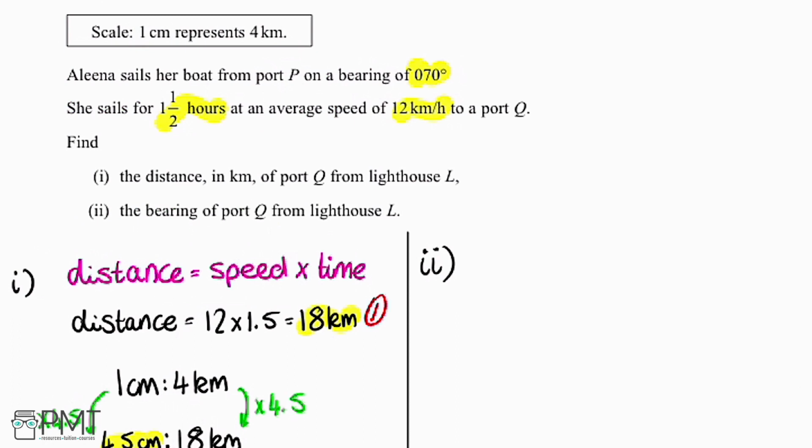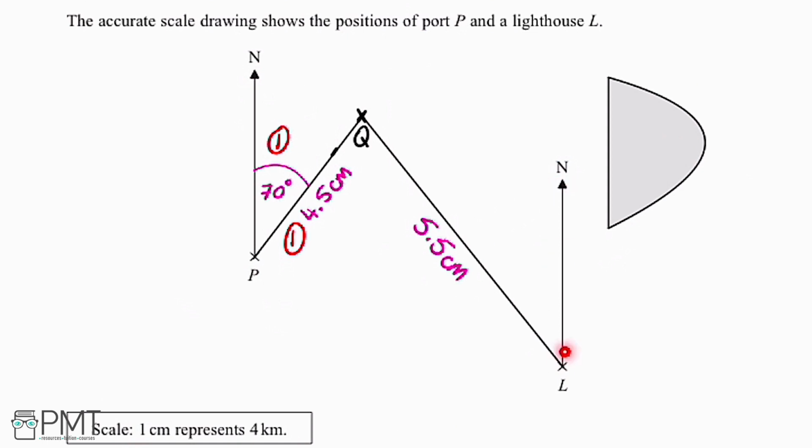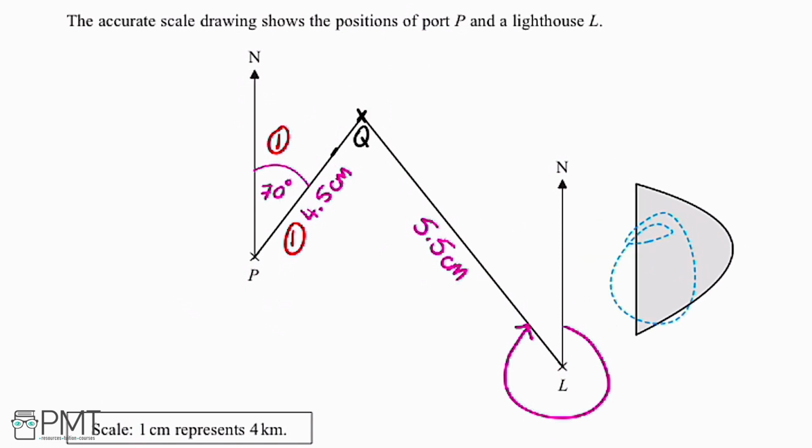Now for the second part, it wants the bearing of port Q from lighthouse L. Remember, we always take a bearing from the north point and go around clockwise. So in this case, we want this angle here. That will be the bearing that it wants. However, because our protractor only goes up to 180 degrees, it's a bit more difficult to work this out, so we can use a little trick. If I extend this line down here, we should notice that this is an angle on a straight line, so this is going to be 180 degrees. Therefore, we just need to measure this angle and add on 180.